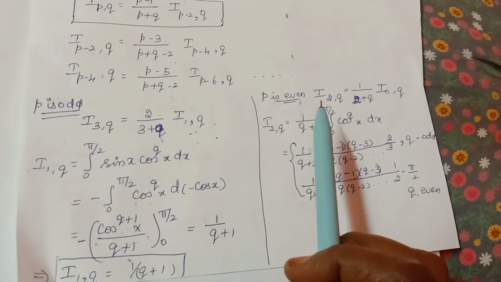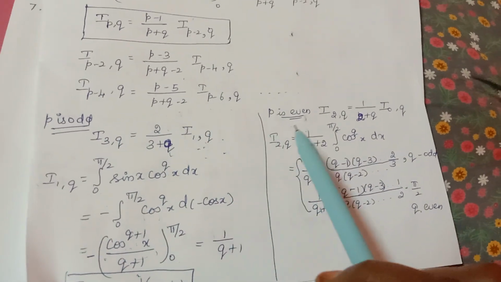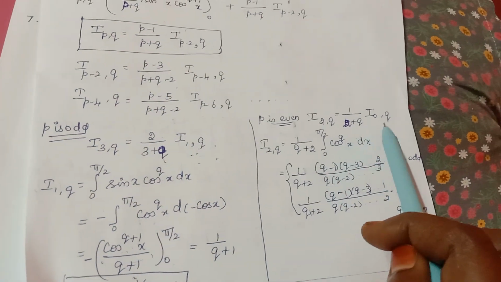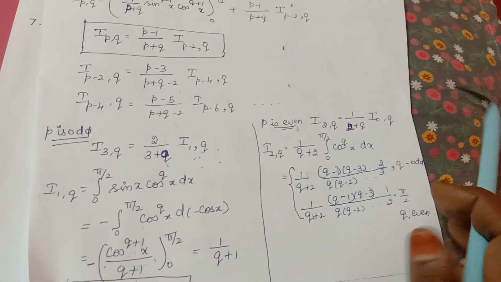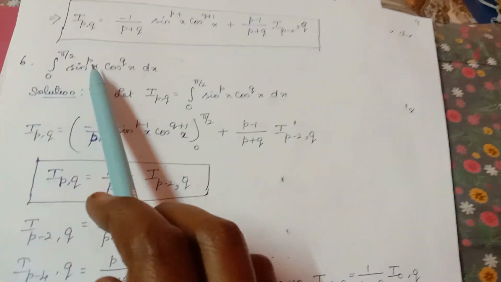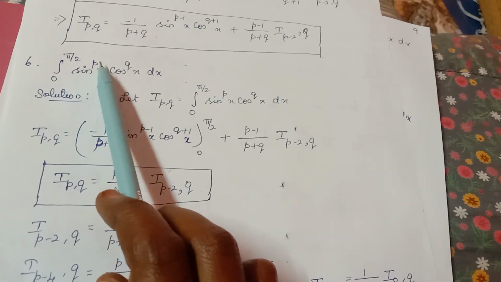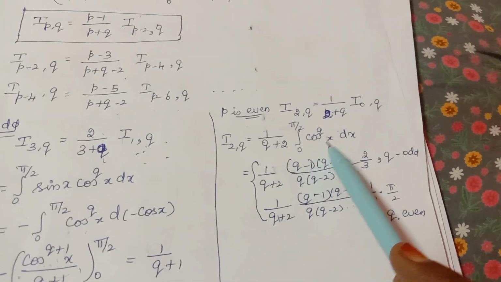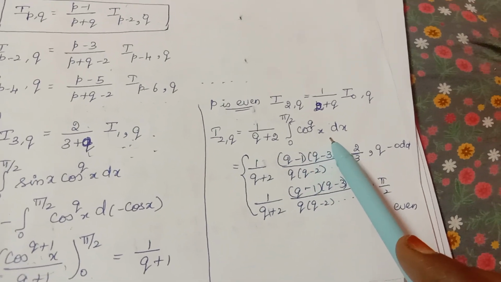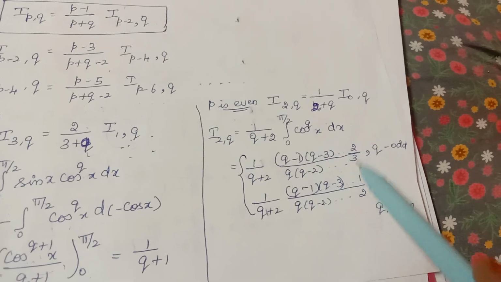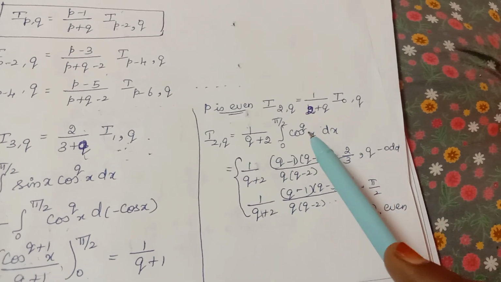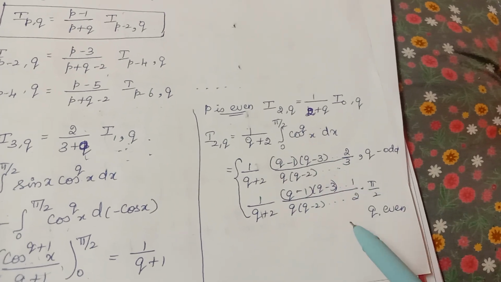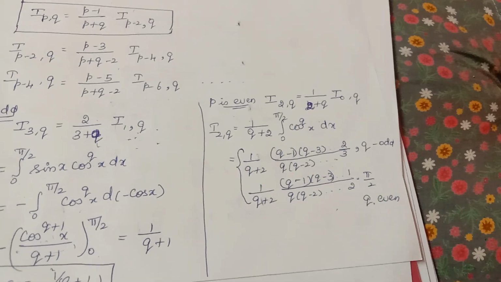Similarly, when p is an even integer, this process will end at I(2, q). For I(2, q), it will be 1 by 2 plus q into I(0, q). For finding I(0, q), go to the question. So I0 means sine power 0 into cos power qx. But for the integral 0 to pi by 2 of cos power qx, we have the reduction formula, and the reduction formula takes two different forms. When q is an odd number, this will be the reduction formula. When q is an even number, this is the reduction formula. So two different forms we have.